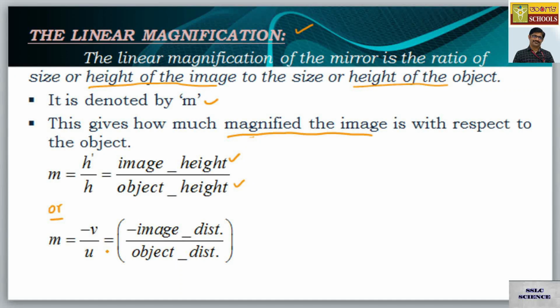As I already mentioned, I am not deriving this, as you will learn it in the higher classes. Anyway, I am taking those relations directly. By that we can solve some amount of problems at this point of time. So m is equal to minus v by u, which is minus the image distance divided by the object distance. This is about linear magnification.